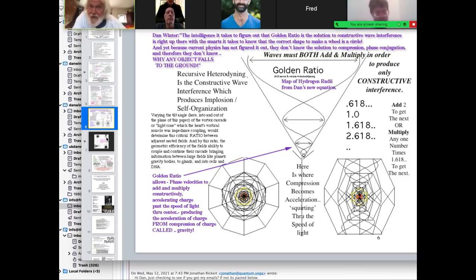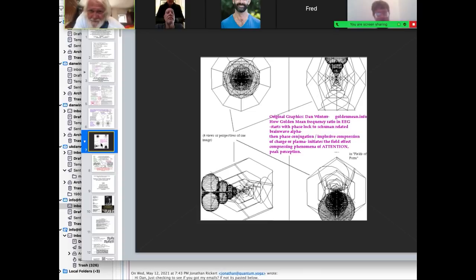is right up there with the smarts it takes to know that the correct shape to make a wheel is a circle. The reason golden ratio defined beauty was because it defined perfect compression, perfect fractality. So basically it allows the donuts to implode.